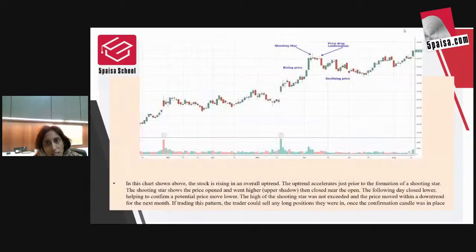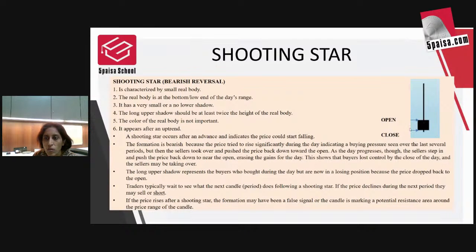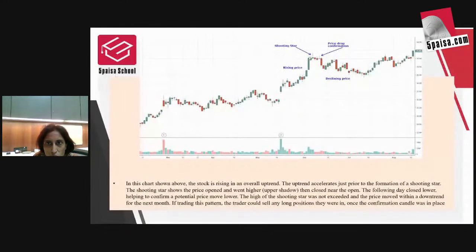Now, as you can see in this particular chart, you see a shooting star. Just see how a shooting star looks. So this is how a shooting star looks: a small real body at the bottom, and the upper shadow, which is at least twice the height of the real body. So in this chart, this is exactly what you get to see. A shooting star, the real body at the bottom, the long shadow is more than twice the real body.